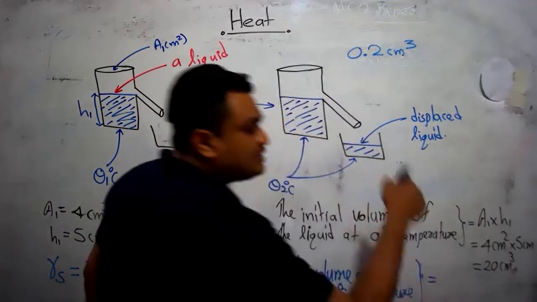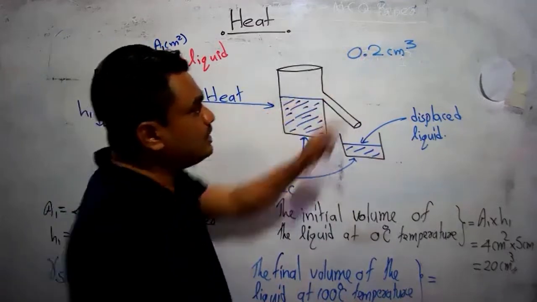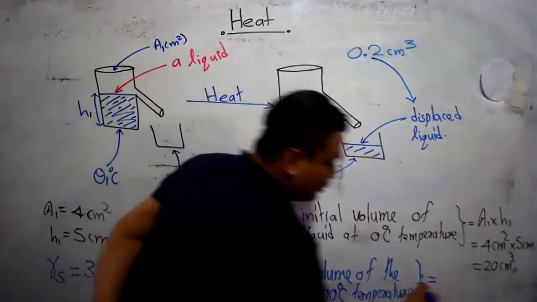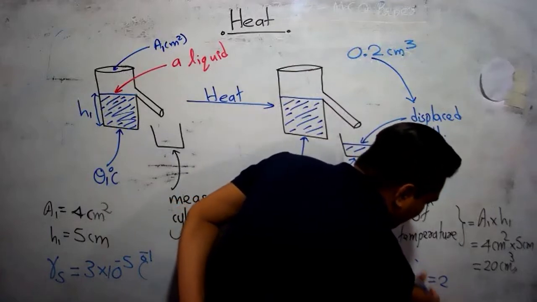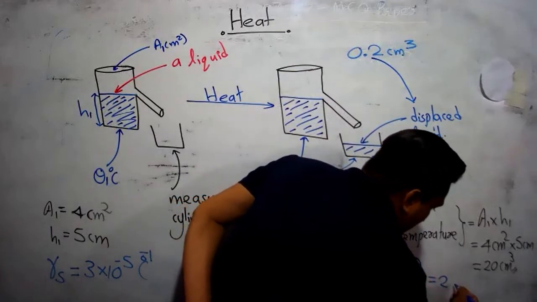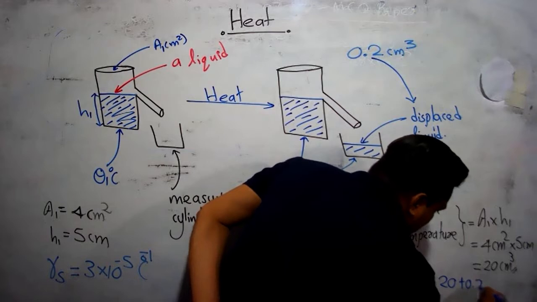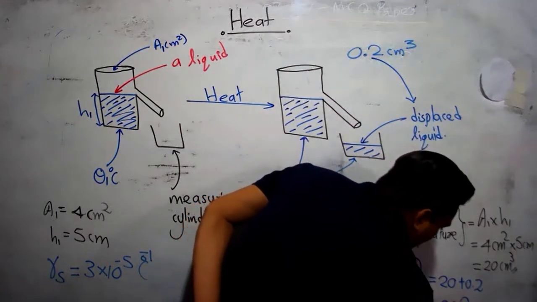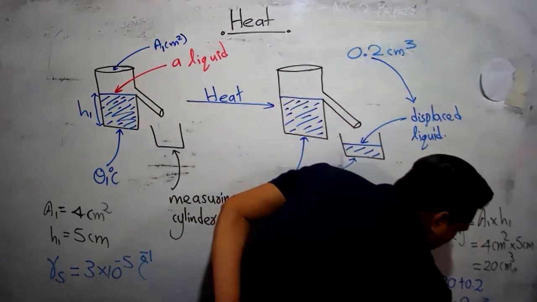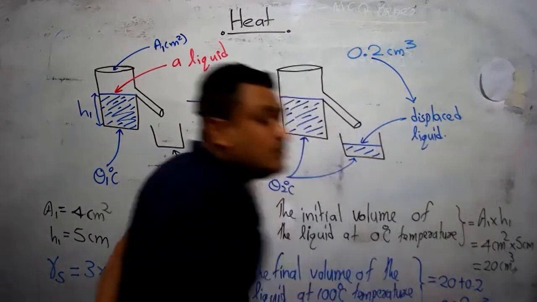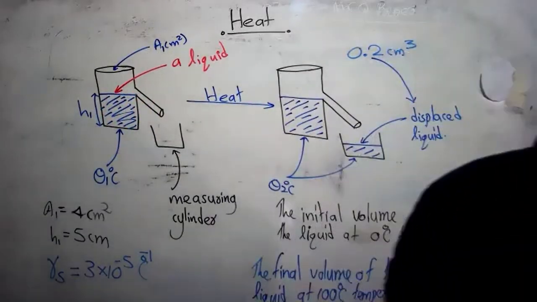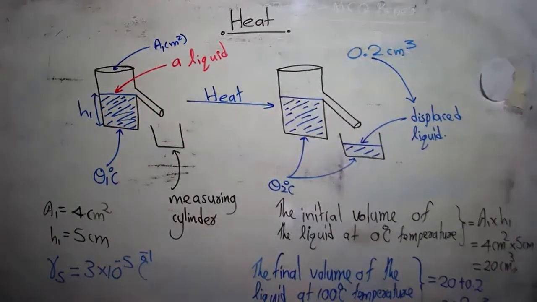Initial volume is 20. The displaced volume of the liquid is 0.2. Therefore, the total volume will be 20 plus 0.2. That is 20.2 cubic centimeter. Complete it there.